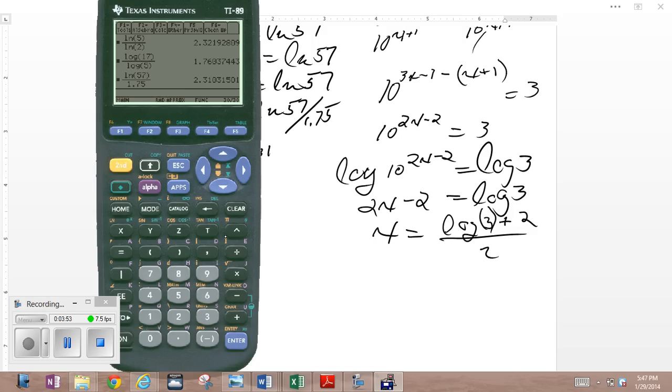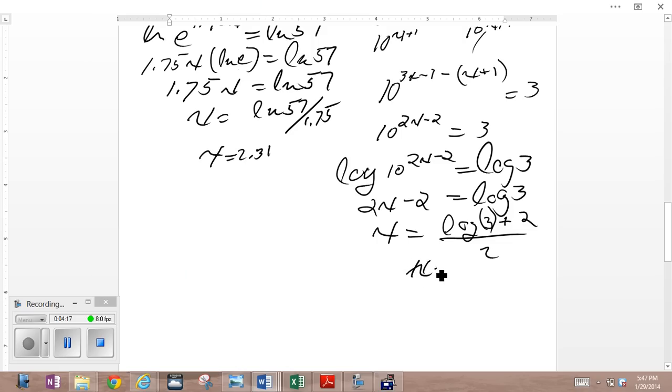So going to your calculator, we need log of 3 plus 2, and then we got to divide that by 2. So we get 1, 2, 3. It looks like x equals 1.2385. I think I copied that. Okay, all right. So those are entry-level problems of that sort.